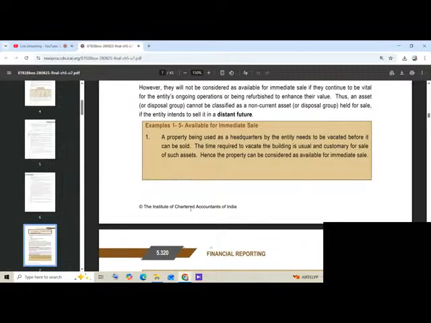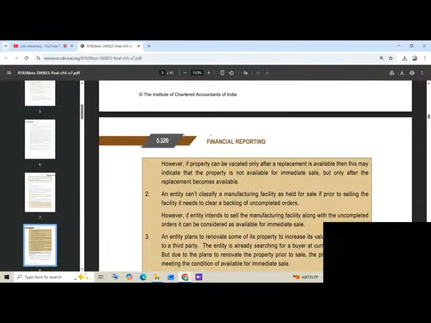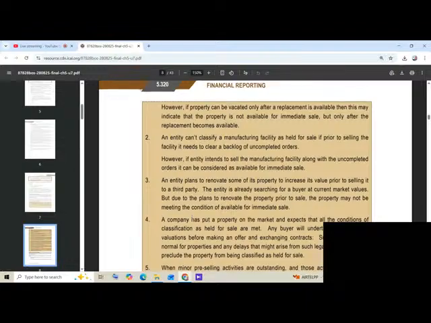Examples 1 to 5: available for immediate sale. Example 1: A property being used as a headquarters by the entity needs to be vacated before it can be sold. The time required to vacate the building is usual and customary for sale of such assets. Hence, the property can be considered as available for immediate sale. However, if the property can be vacated only after a replacement is available, then this may indicate that the property is not available for immediate sale but only after the replacement becomes available.